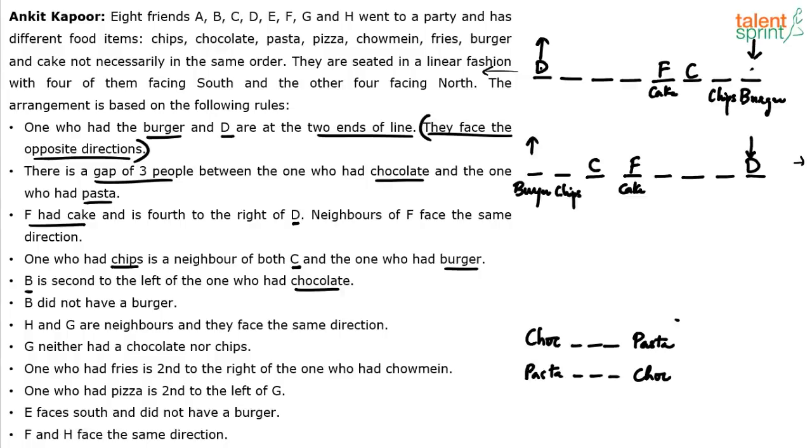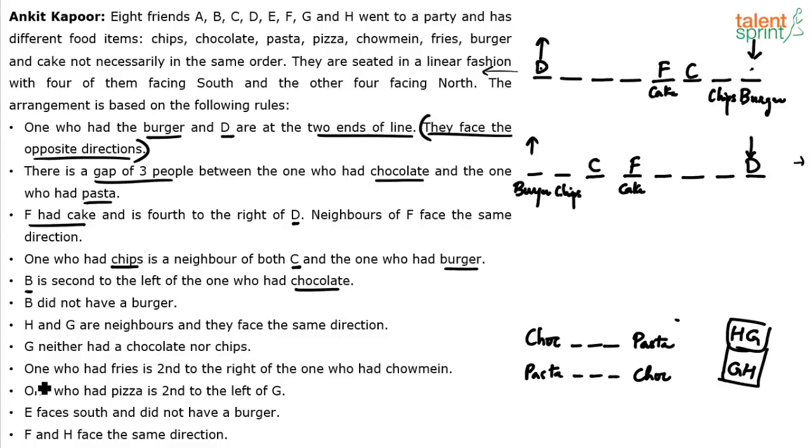B did not have burger. Fine. B cannot come at the extreme end. H and G are neighbors and they face the same direction. Can't be done anything. But all I know is H and G will come together. It can be HG or GH. Both of them have to be together. G neither had chocolate nor chips.